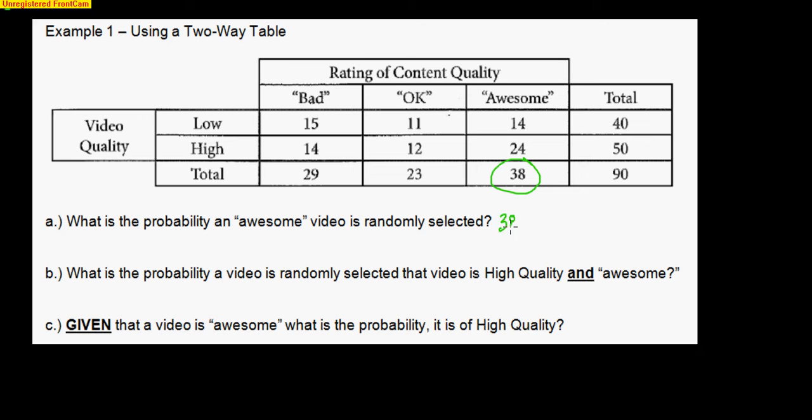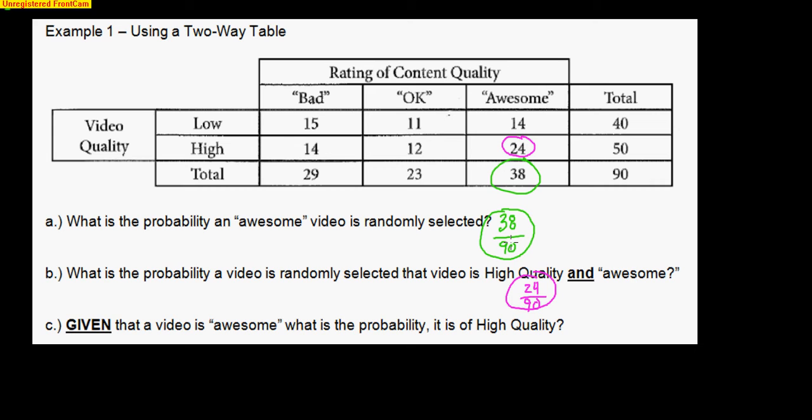So that means I have 38 out of 90 videos to choose from. There's the probability of getting an awesome video. B, what is the probability a video is randomly selected that is high quality and awesome? Okay, well this is a little bit more specific. Now I'm talking about the 24 videos out of 90 that would make me happy, because these are the videos that are not only awesome, but they are also high quality. So that'd be 24 out of 90.